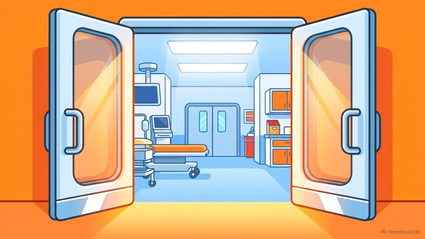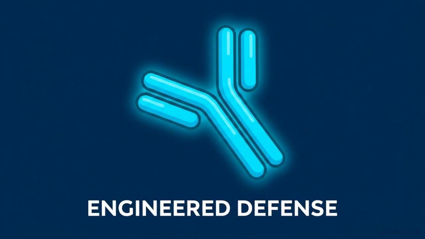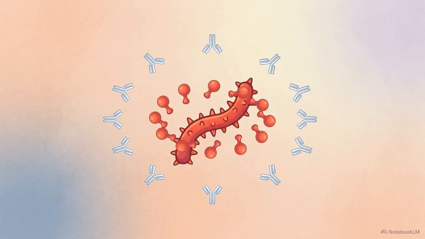Defeating this process requires immediate clinical action. In field hospitals, medical teams now utilize a combination of direct biological intervention and intensive supportive care to stop the collapse. Doctors use monoclonal antibodies, engineered proteins designed to find and neutralize the virus before it can attach to a cell. These antibodies are Y-shaped structures that bind to the virus's outer glycoproteins.